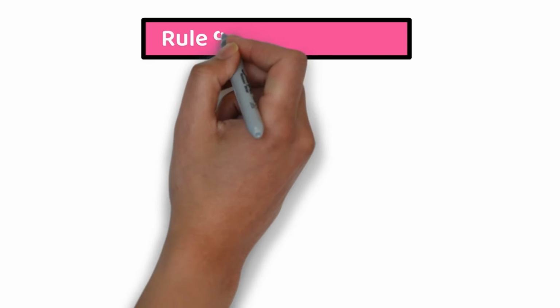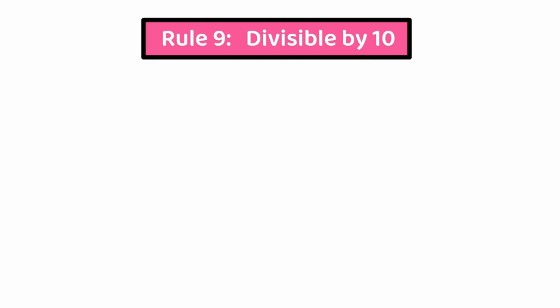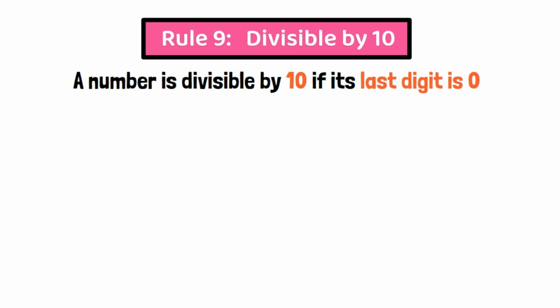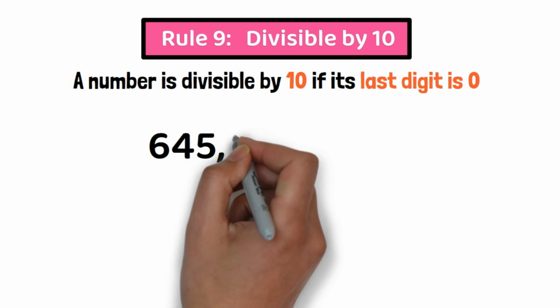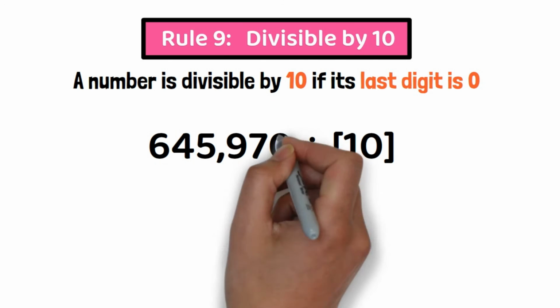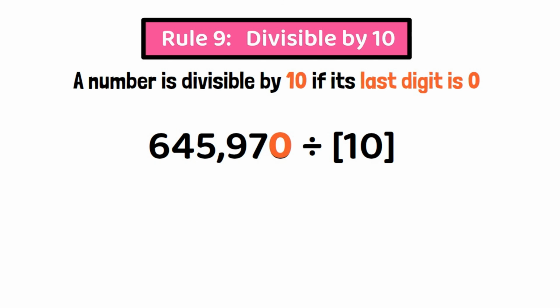Rule number 9 is divisibility by 10. A number is divisible by 10 if the last digit is 0. Example, 645,970 is divisible by 10 because the last digit is 0.